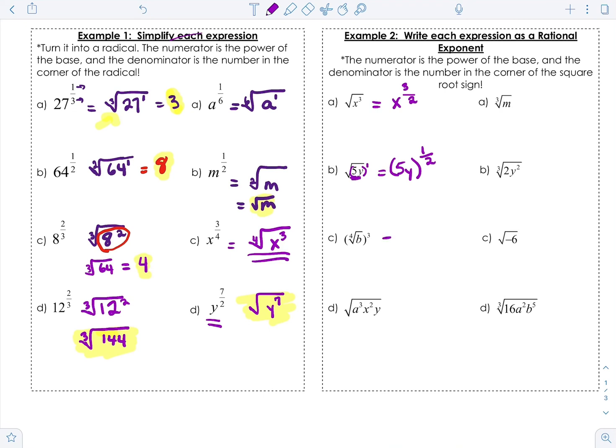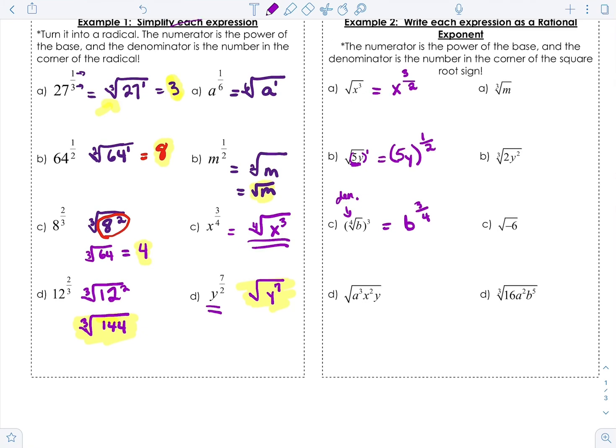In part C, we have our base of 3. And even though it's in parentheses raised to the 3, that's okay. It's still our numerator. That's our exponent, 3 on top. And our denominator is the index here, right? That's the denominator, 4.